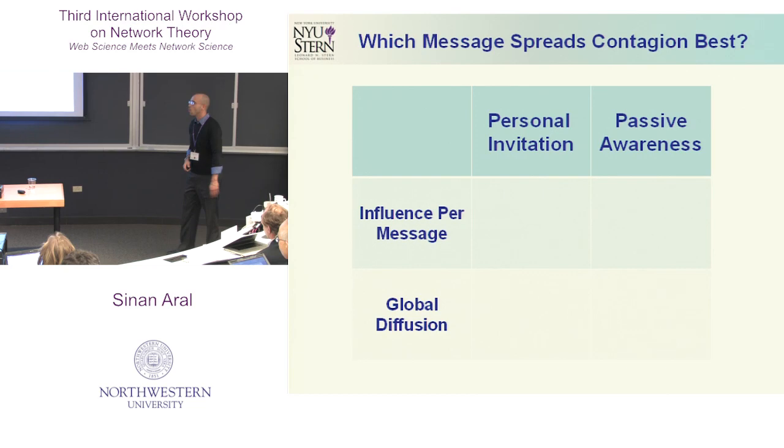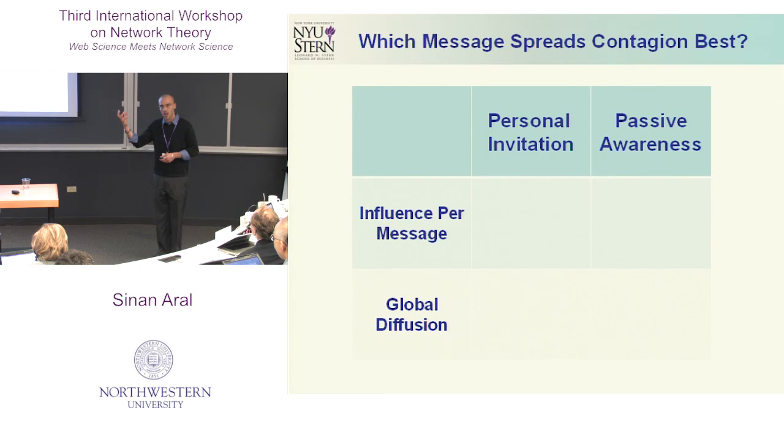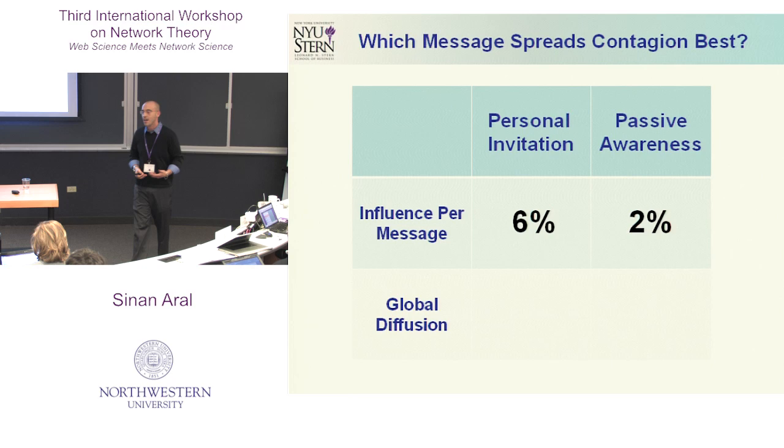What we hypothesized was that invitations, being the most active and personalized, would likely be the most persuasive per message, the most marginally effective, okay? But broadcast messages are likely to reach more people and so may create more contagion in the network. So what we find in terms of influence per message is that the personal invitations are about 3 times as effective as the broadcast messages are for generating contagion and peer adoption, okay?